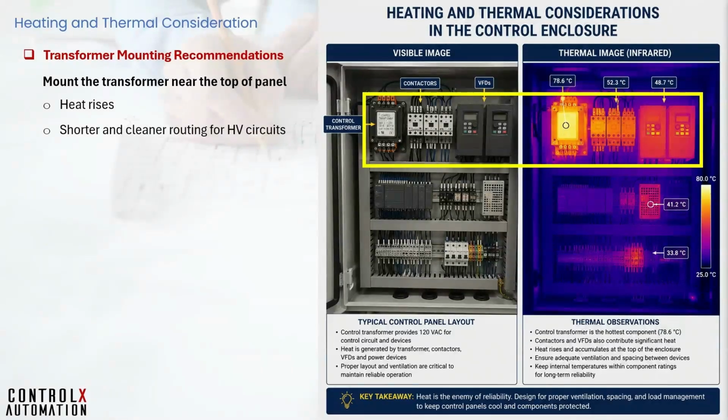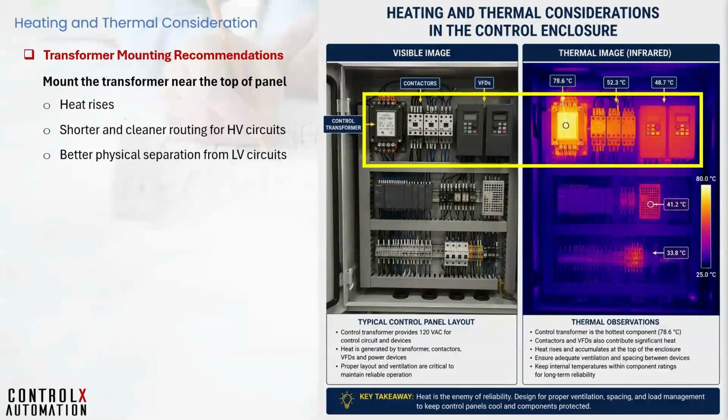The primary side of a control transformer typically carries 480 to 600 volts. Placing the transformer near the top allows those higher voltage feeders to enter the enclosure and terminate quickly, reducing conductor length, minimizing clutter, and improving segregation between high voltage and low voltage wiring.